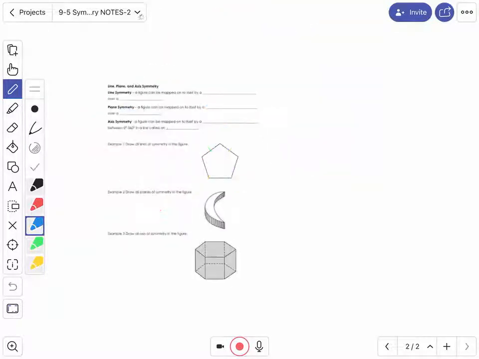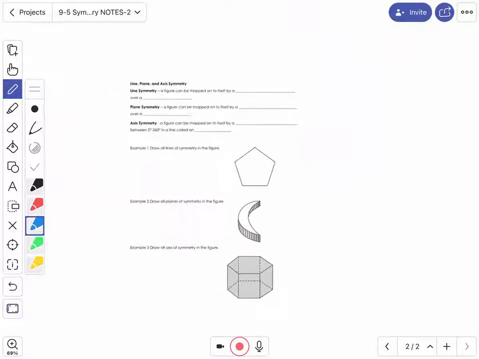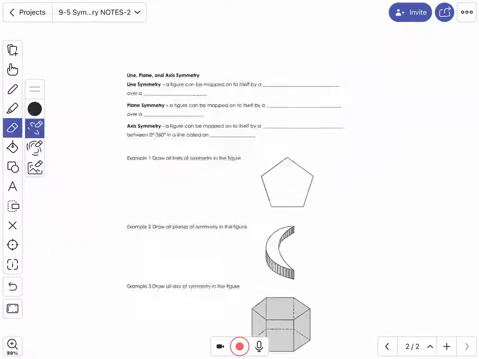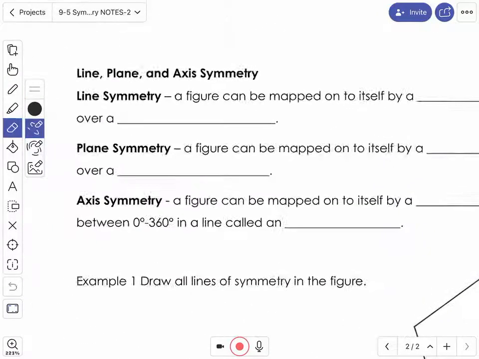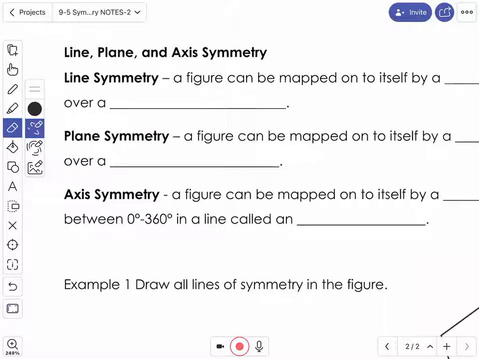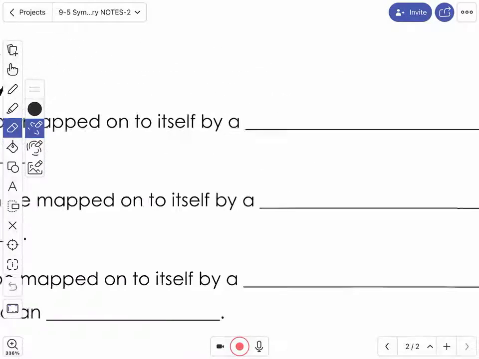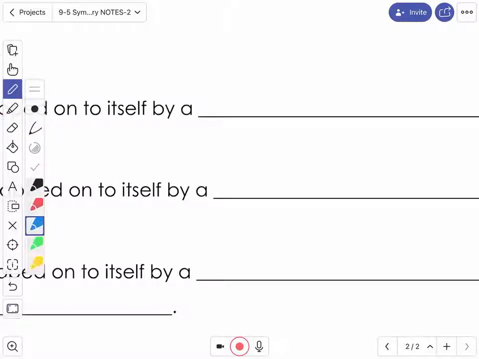Now let's see what happens when we bring in our other types of symmetry when we get 3-dimensional figures. So now our next kind of symmetry has to do with reflectional when your shapes become 3D. So we have what's called the line, the plane, and the axis symmetry. So specifically, line symmetry is when a figure can be mapped onto itself by a reflection.